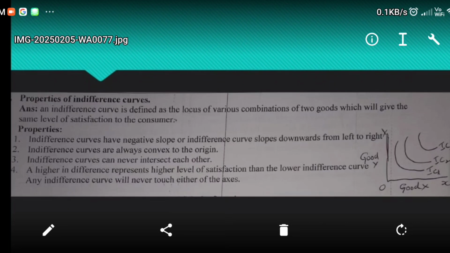These are the 5 properties of indifference curve analysis. Very important concept for examinations.